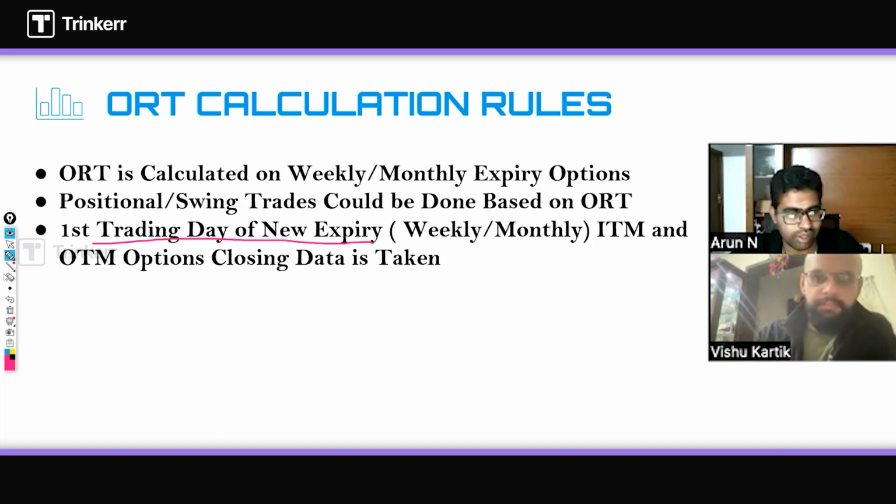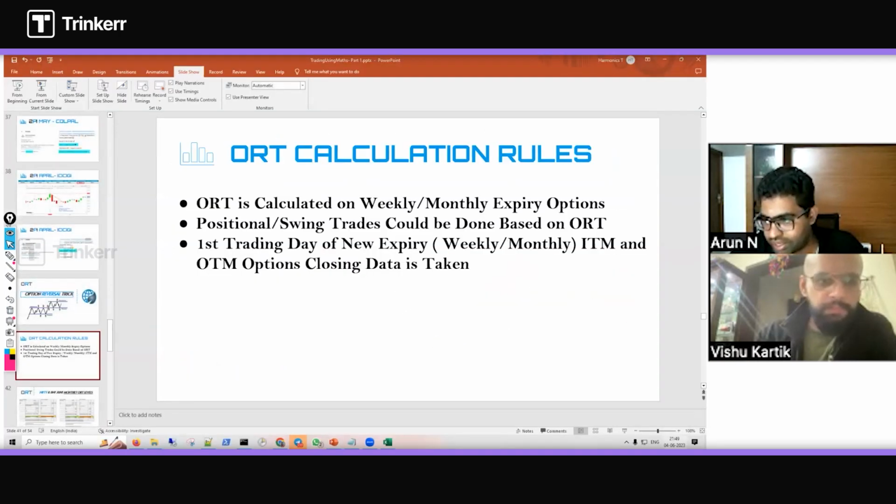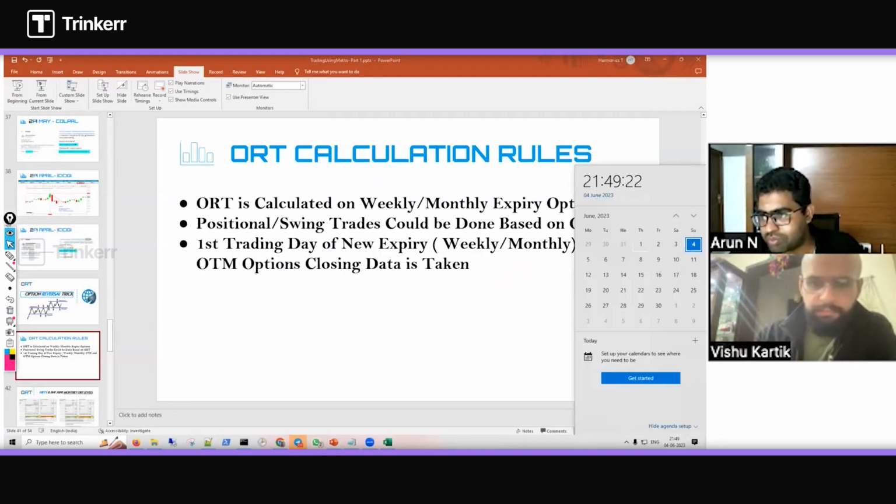So what does it mean? Let's speak with respect to weekly expiry. The last weekly expiry was June 1, right? June 1 was the last weekly expiry. Now I'm saying first trading day of new expiry close. So this is the first trading day of June 8 expiry, right? So with Friday's close, you are supposed to calculate what?